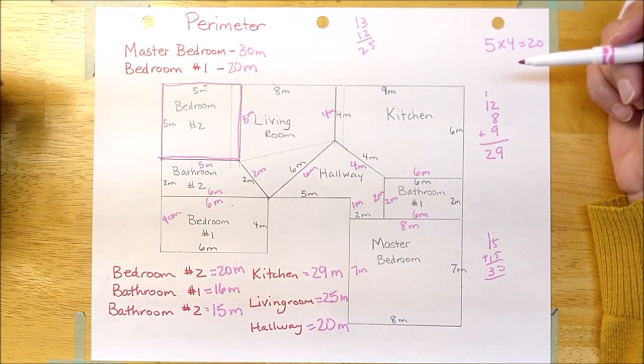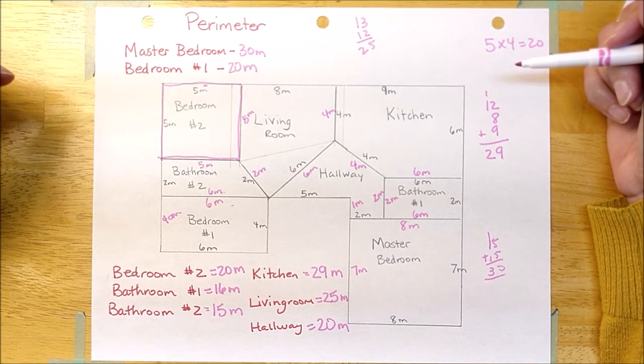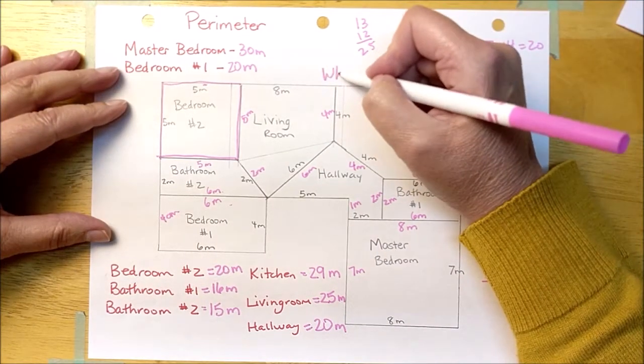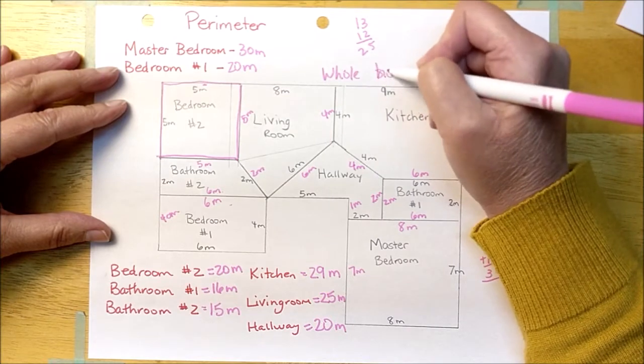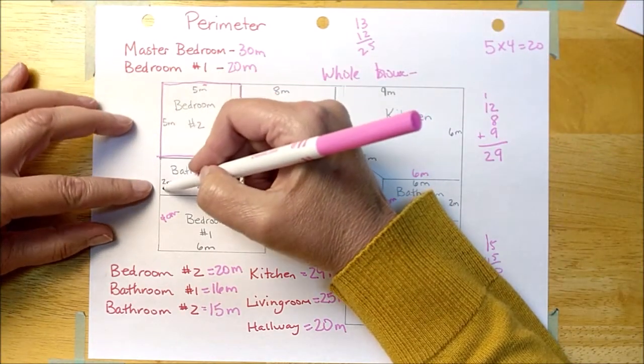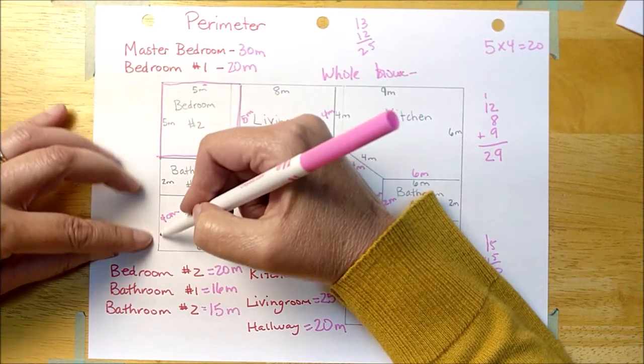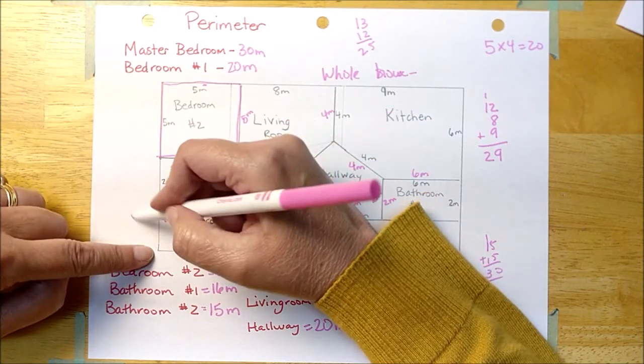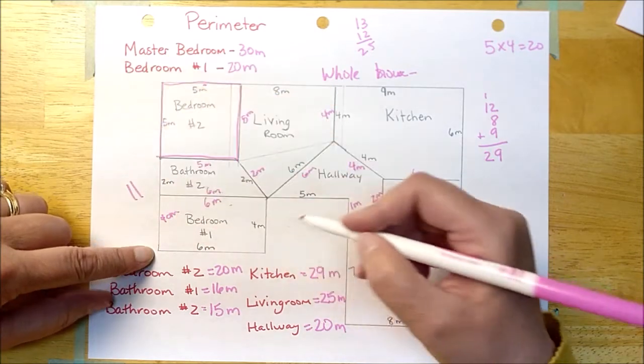I have every room in the house. I could figure out what the perimeter of the whole house was. Hey, that might be fun. Whole house. Oops. All right, so this is 5 plus 2 is 7. 7 plus 4 is 11, so that's whole side's 11.